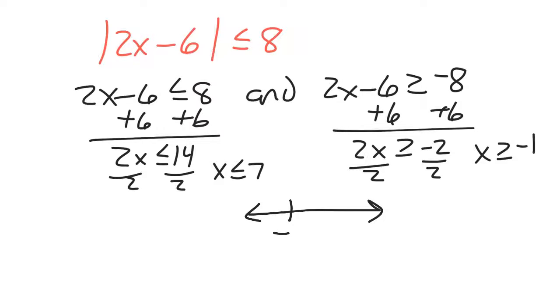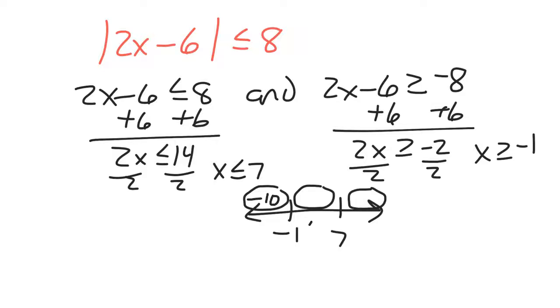Negative 1 would be left of positive 7. And now there are 3 sections created here by the numbers negative 1 and 7 on the number line. What we want to do is pick a number in each section that would be easy to do math with. So I would say pick a number that's less than negative 1. I could probably do easy math with negative 10.